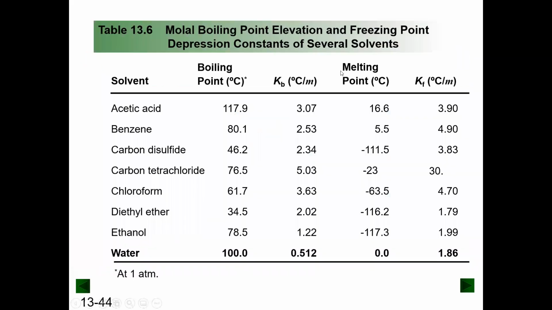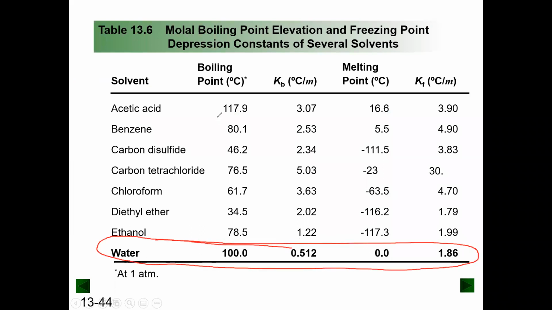Okay. So some things I want you to memorize just to make things easier. Write this down. The boiling point is 100 degrees Celsius. Melting point, also known as freezing point, is 0 degrees Celsius. The KB, which is a constant, is 0.512 for the boiling. KF is 1.86.